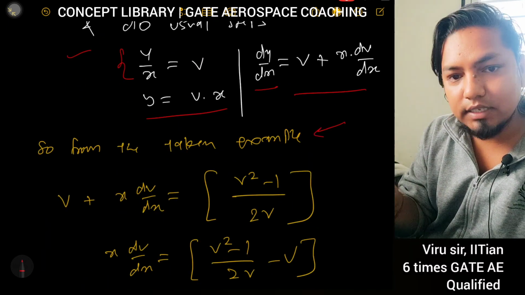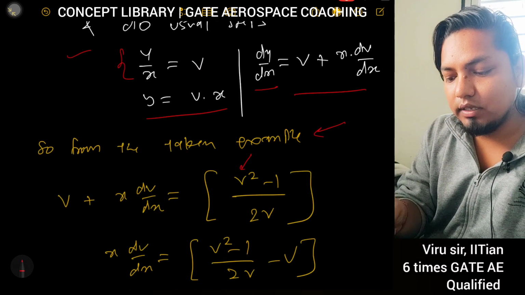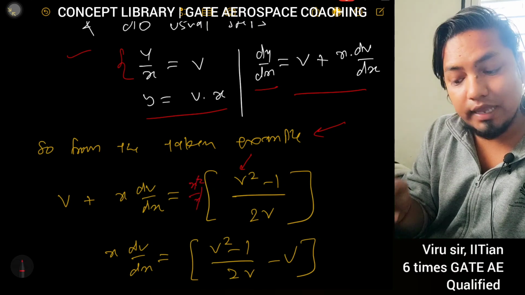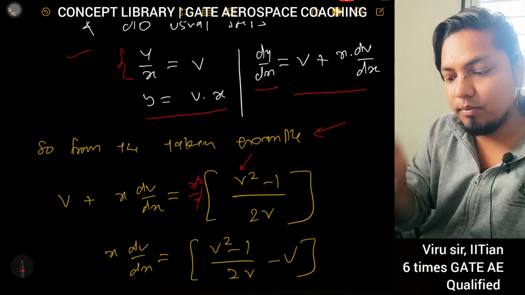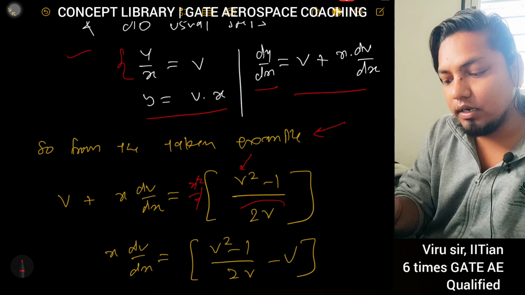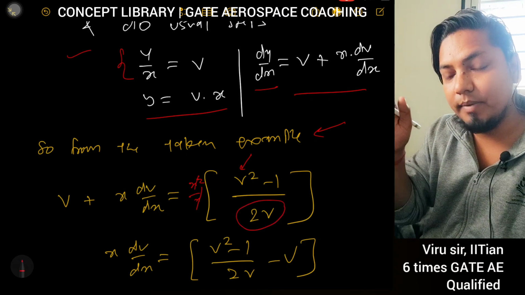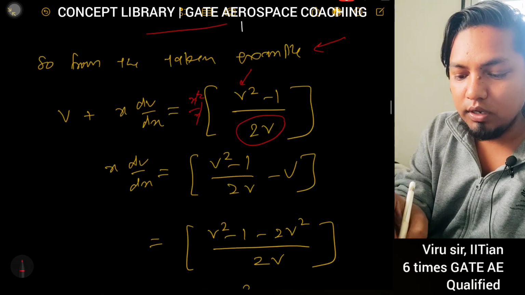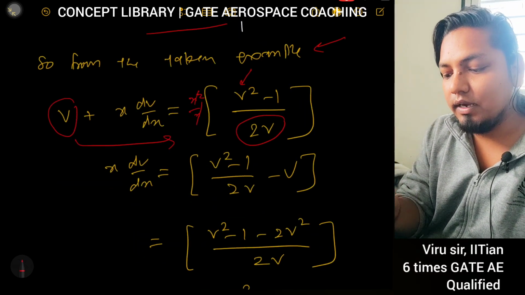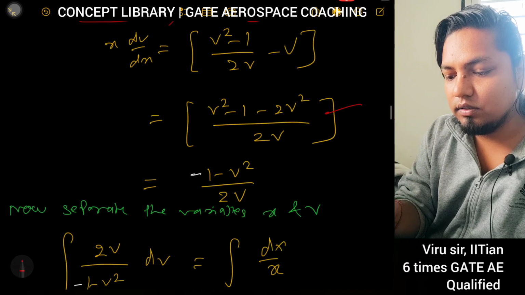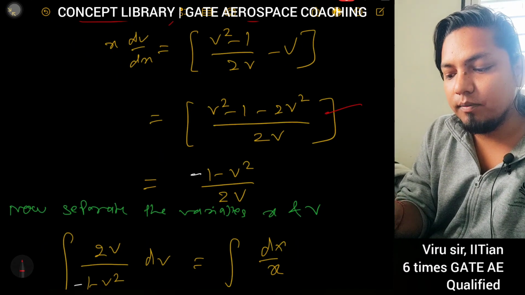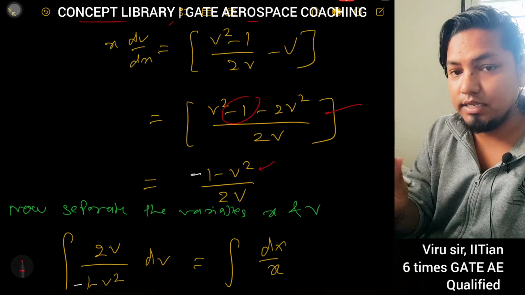So from the taken example, here x square by x square was there, that you can cancel, right? And y by x whole square you can replace as v square minus 1, and here at the bottom you had 2 y by x, so it will become v. Okay, now take this v to the right side and take LCM. So this step will come, and then v square minus 2v square will become minus v square, and this minus 1 will be remaining as minus 1 by 2v as it is.